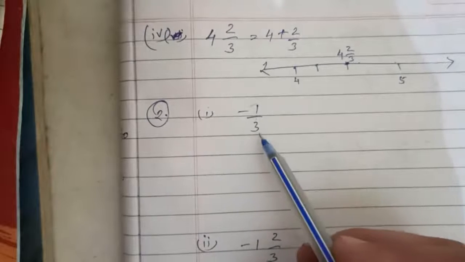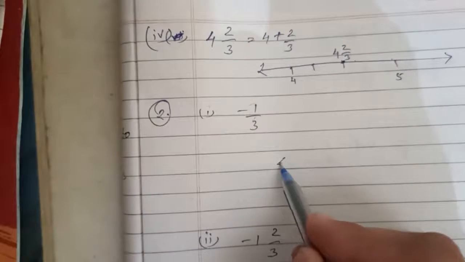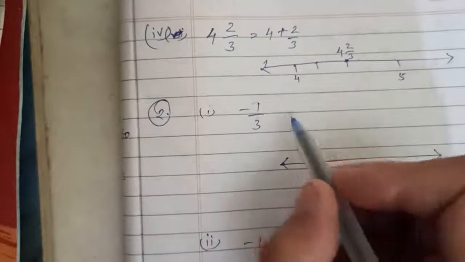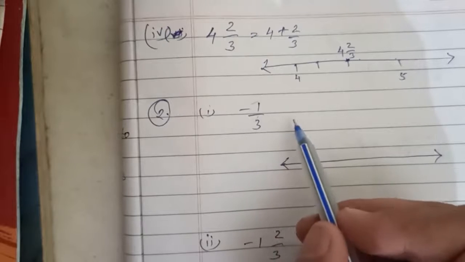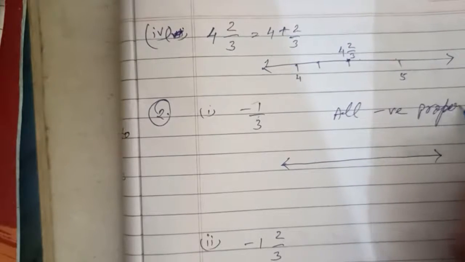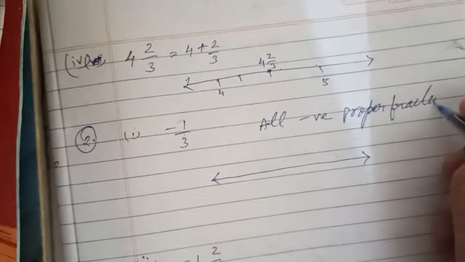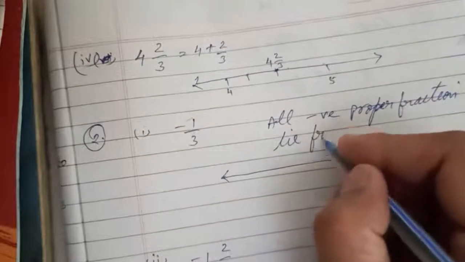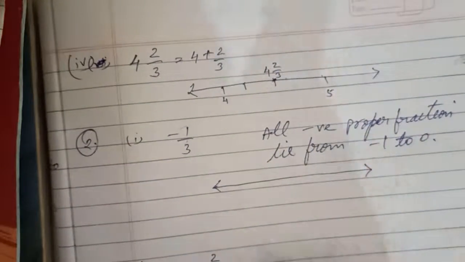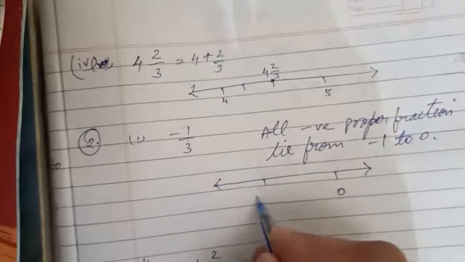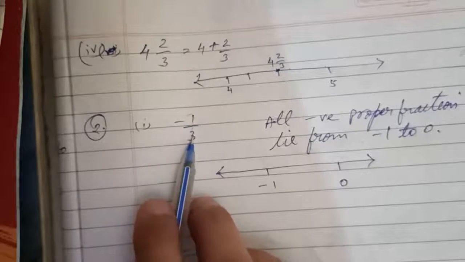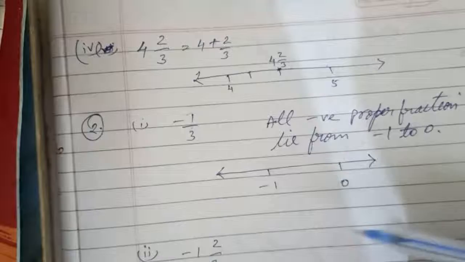Now let's move to some negative numbers. It's minus 1 by 3. Okay, minus 1 by 3. You know all positive proper fractions lie from 0 to 1, and all negative proper fractions lie from minus 1 to 0. They move that way. Clear? So you will be getting its value between 0 and minus 1. Now same story. This is a proper fraction because the numerator is smaller than the denominator, but negative means it will be moving to this side, left side.